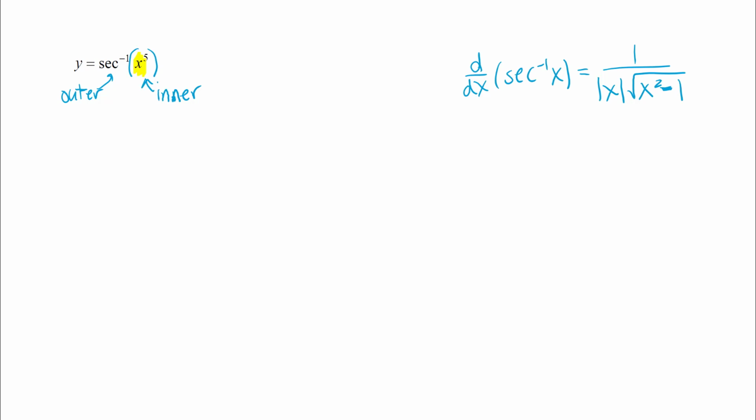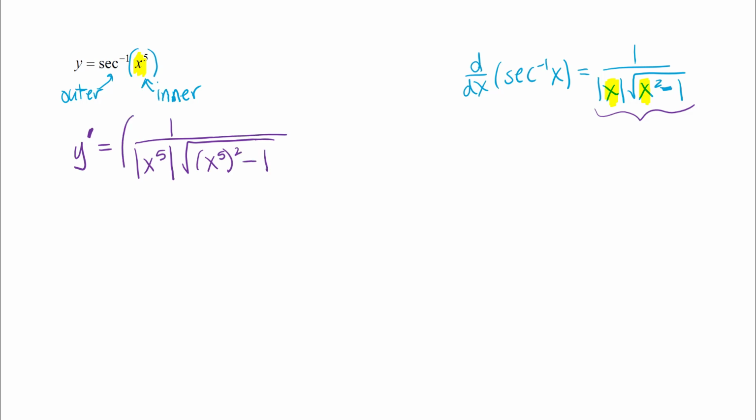All right, so for the problem we're working on, I'm going to write y prime, or dy/dx, equals, and then I need the derivative of the outer function. So the derivative of secant inverse of something is over here, but instead of just x in the function, I'm going to have x to the fifth. So everywhere in this derivative where I have an x, I'll actually be putting x to the fifth in for this problem. So I'll have 1 over absolute value of x to the fifth times the square root of x to the fifth, the quantity squared, minus 1. All right, so that is the derivative of the outer part, taking the derivative of the secant inverse function.